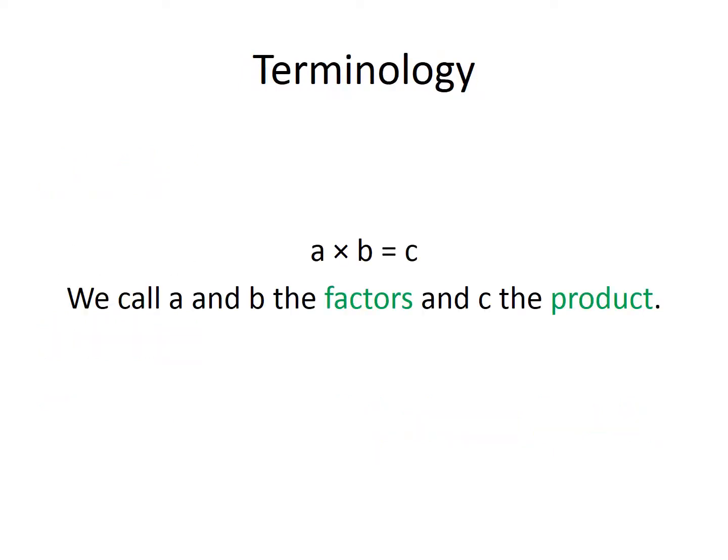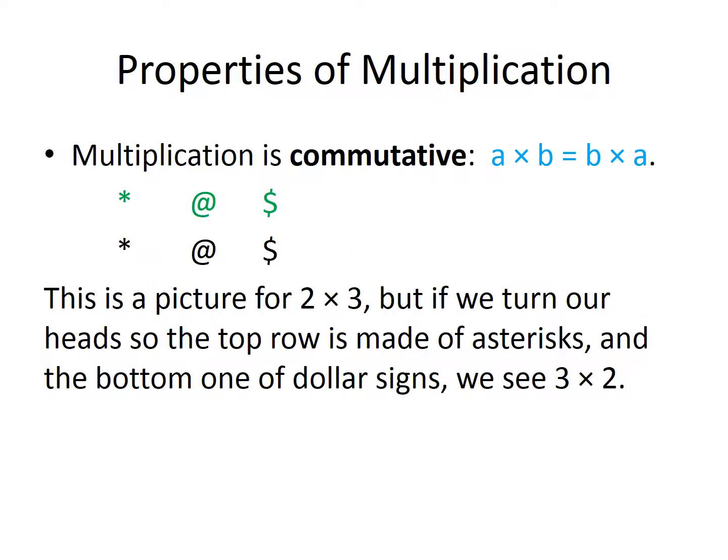So the terminology: if A times B is C, A and B are called the factors, C is called the product. You should know these. Properties. So I've broken these properties into a lot of slides, but we'll go through them relatively quickly.